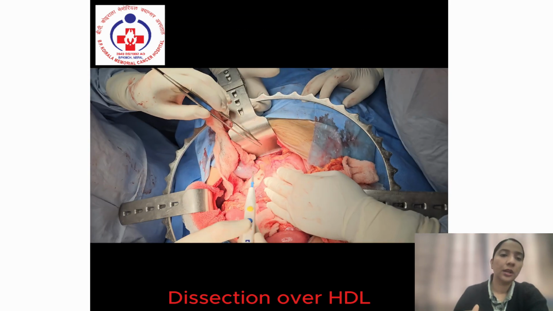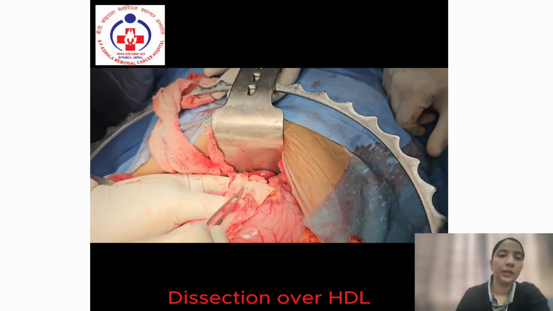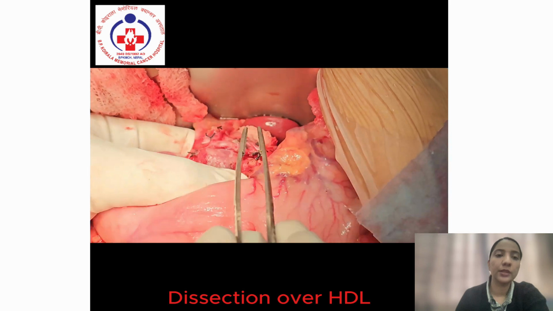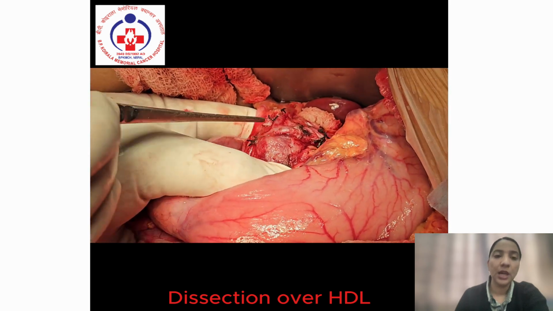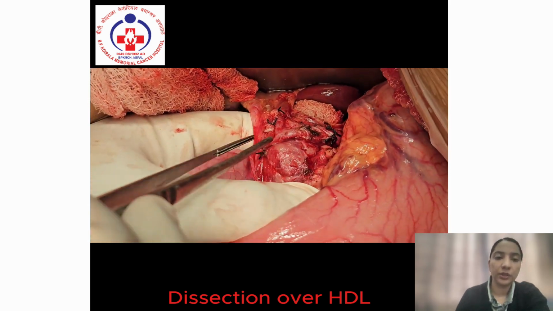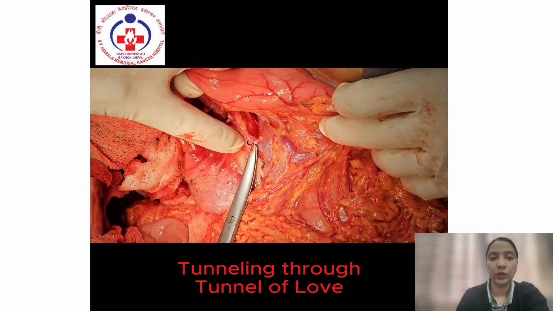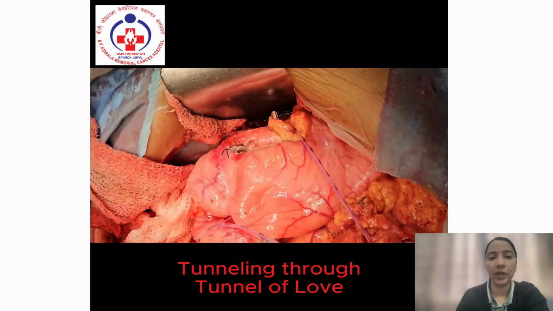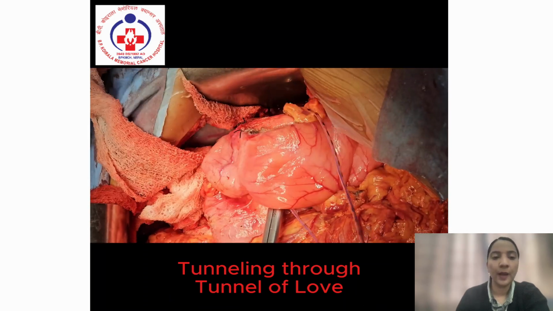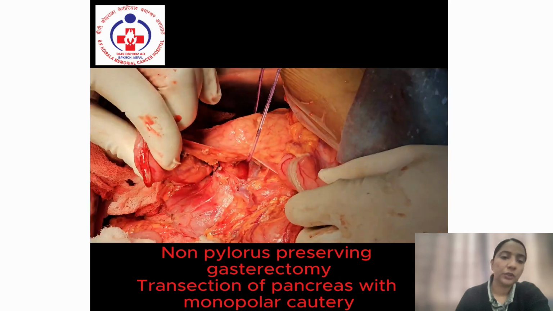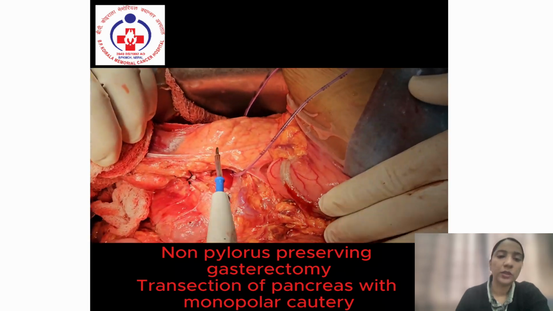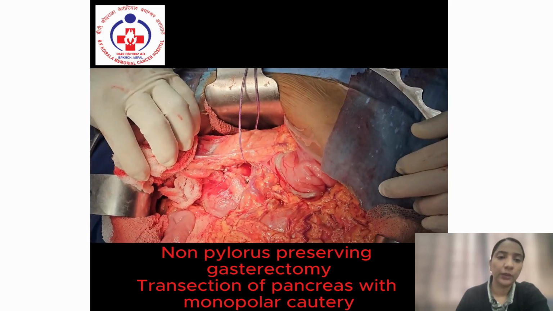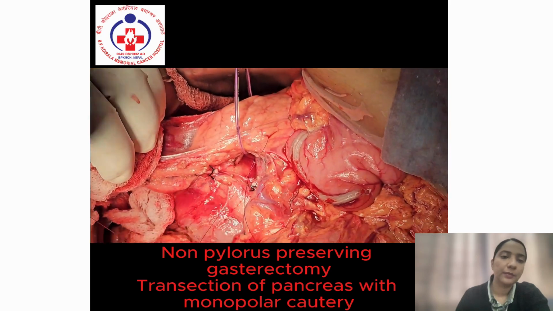After some point, we went above to the hepatoduodenal ligament and dissected around it, dissecting the right gastric artery and the gastroduodenal artery, and ligation of both was done. Then thorough tunneling was done through the tunnel of loupe, and we separated the stomach for the gastrectomy.